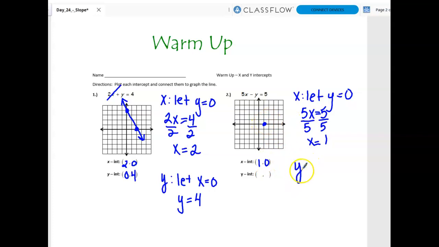Then for the y-intercept, we let our x be 0. When we do that, that term goes to 0, and we're just left with negative y equals 5. Don't forget you have to divide both sides by negative 1 to get y equals negative 5. So our x is 0 and our y is negative 5. 1, 2, 3, 4, 5. There are our two points, and we can connect them and make the line.